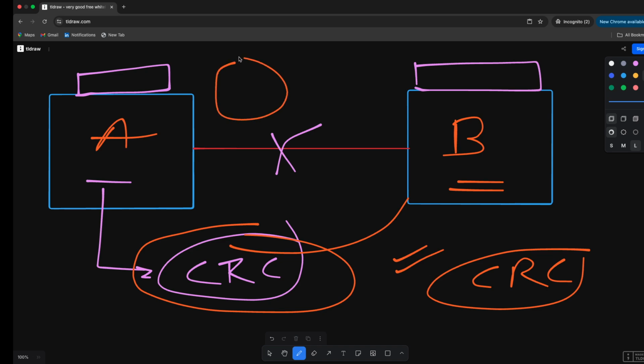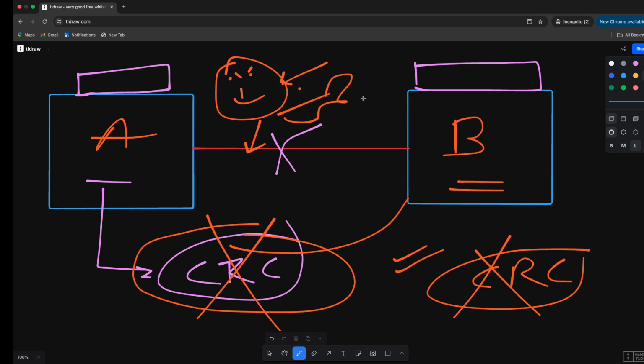Now, what if a person is sitting in between and he's listening to the traffic? This person is not making any changes to the message, he's just listening. In such a case, CRC will be of no use, right? Even though it will determine that person A has sent the proper message to person B and there is no distortion in the channel. This person can listen and then replicate the message and access some important information, which he should not be able to access.